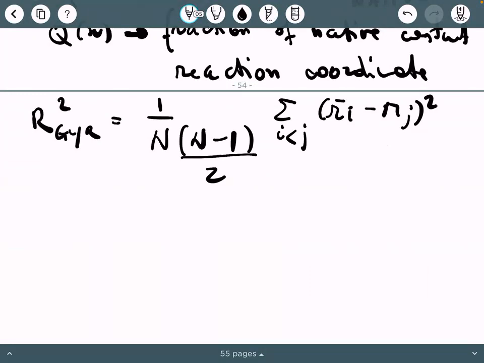So this is the average distance between 2 amino acids in a chain, for instance. In this case, it's the average square distance. And it will tell you how compact your protein is.